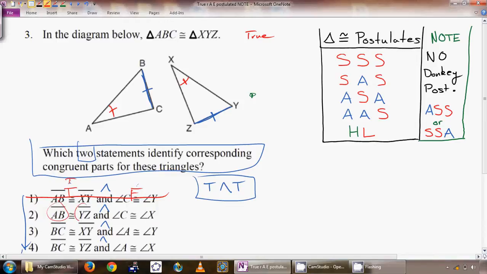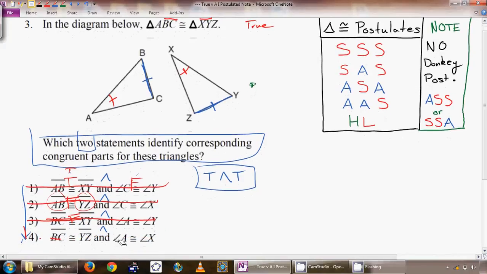AB is congruent to YZ. AB should be congruent to XY. Oh, that's false right there. Get rid of that one. Then the third one, BC is congruent to XY. No, it should be congruent to YZ. So this is false. By process of elimination, I know my answer.